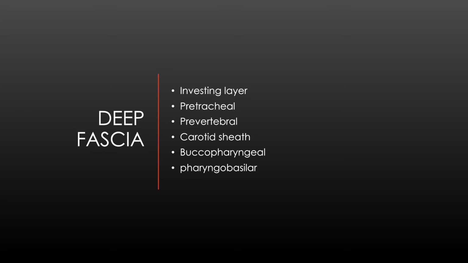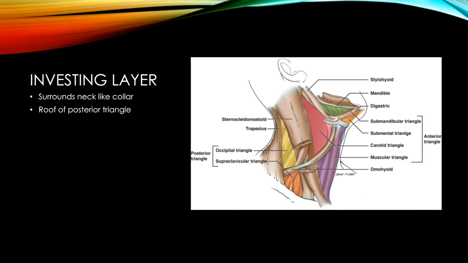Now we are going to deep fascia, which is condensed to form the investing layer, pretracheal fascia, prevertebral fascia, carotid sheath, buccopharyngeal fascia and pharyngobasilar fascia. Now we are going to see about the investing layer, which surrounds the neck like a collar, forms the roof of the posterior triangle, and lies deep to the platysma. Now we are going to see about its attachment. Superiorly, external occipital protuberance, superior nuchal line, mastoid process, external acoustic meatus and base of the mandible are present.